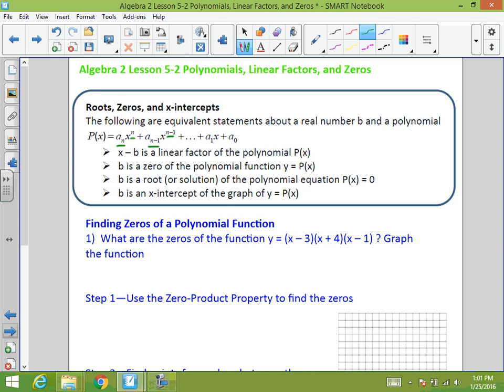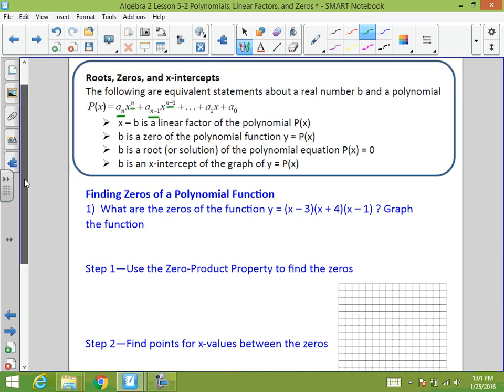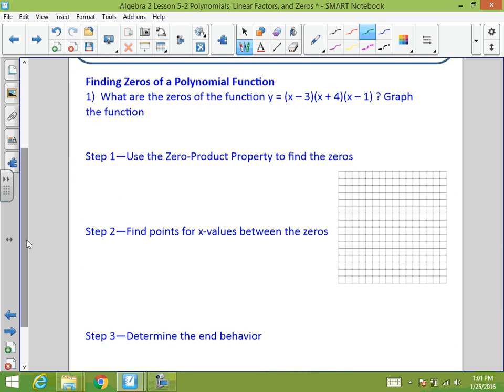If you find a linear factor, it is also a zero. If you find a zero, it's also a root. If you find a root, it's also the x-intercept. They're synonymous terms. You need to be familiar with the fact that they use them interchangeably all the time. So you need to know that if they ask you for a linear factor, that's also asking you for a zero, it's also asking you for a root, and it's also asking you for the x-intercept. Now, we're going to find the zeros of a polynomial function.